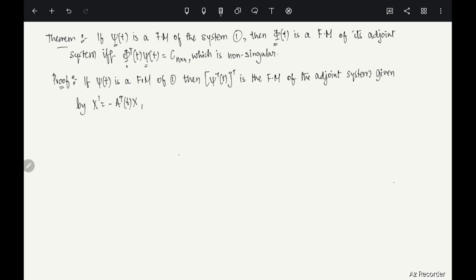So now, if psi inverse of t, the transpose of that, is a fundamental matrix of the adjoint system, then phi of t, the fundamental matrix of the adjoint system which is given to us, is also a fundamental matrix of the same adjoint system. So what did we learn? It will be the transpose of this psi inverse of t times a constant matrix C, or let's just call it D, where D is an n cross n non-singular matrix.